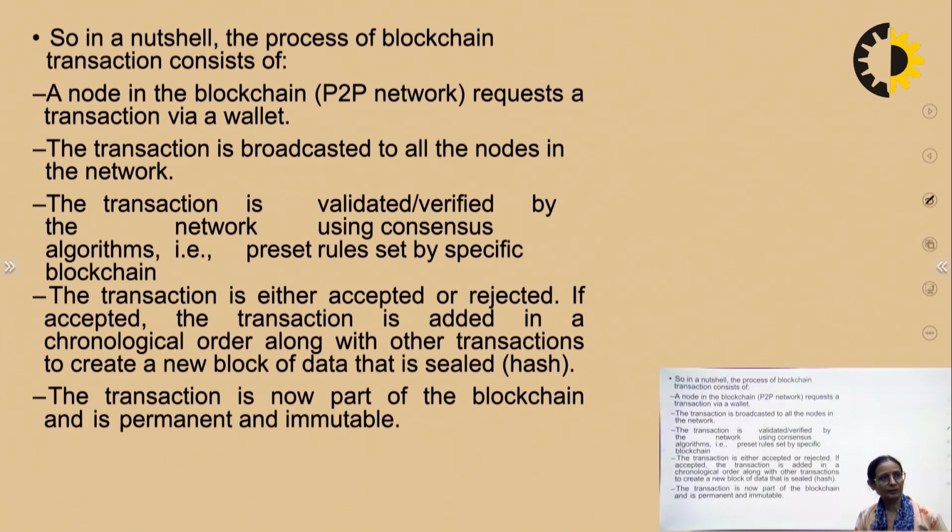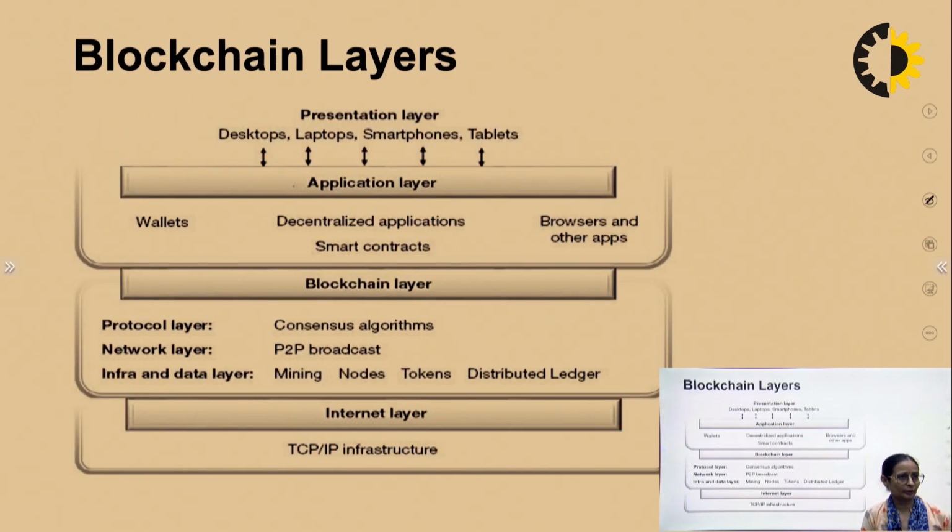So in a nutshell, a blockchain transaction consists of a P2P network requesting a transaction via a wallet. The transaction is broadcast to all the nodes and validated. Once validated, it is added in chronological order along with other transactions to create a new block, and the transaction becomes a part of the blockchain once consensus is achieved among the miners. And once the block is added to the blockchain, it is permanent and immutable.